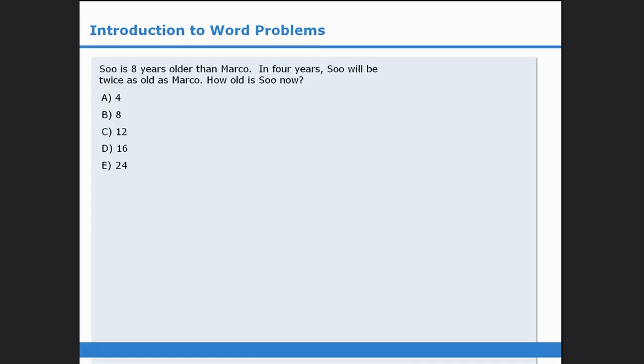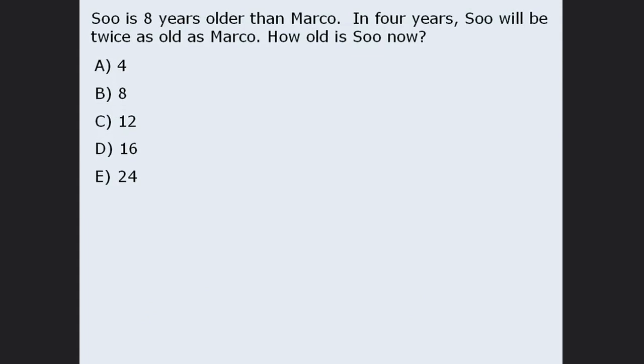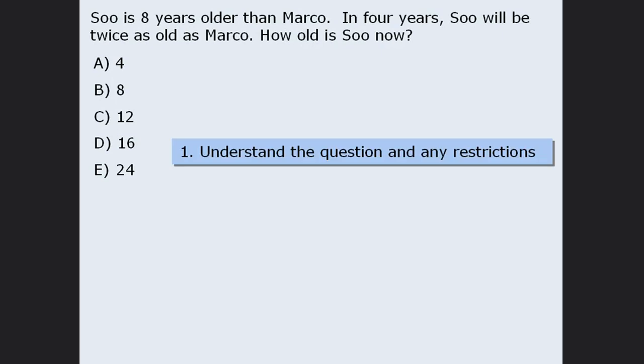In this lesson, we will take an introductory look at solving word problems. Now, the steps involved in solving word problems are pretty much the same for most questions. The first step is to make sure that you fully understand the question and any restrictions that may apply.